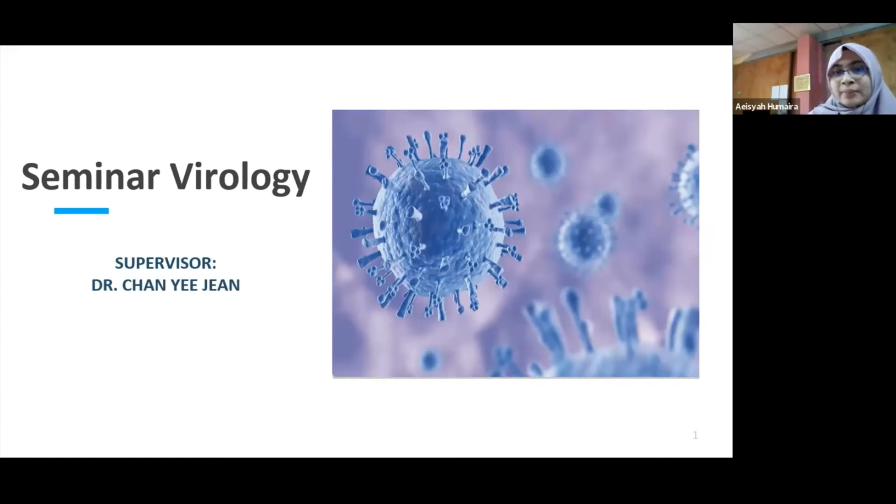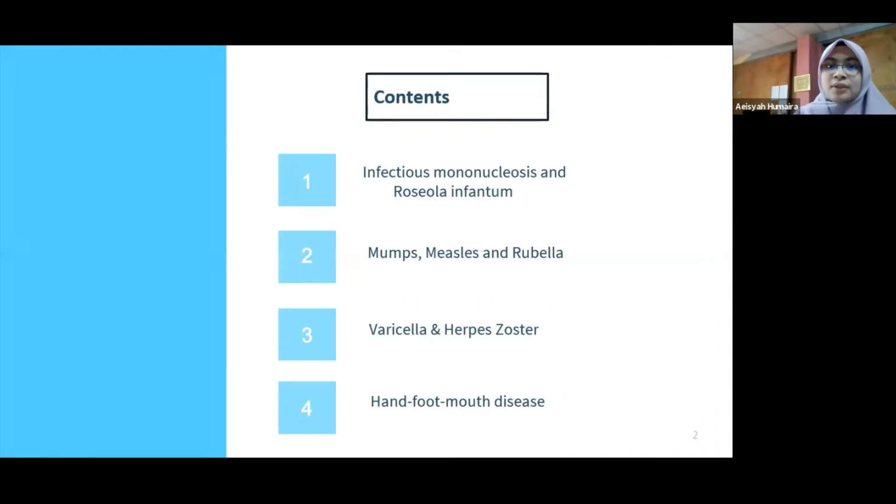So today me and my team will present on the virology seminar. The contents of our seminar today: the first syndrome is infectious mononucleosis and Roseola infantum. The second is mumps, measles, and rubella. The third is varicella and herpes zoster. The fourth is hand, foot, and mouth disease.